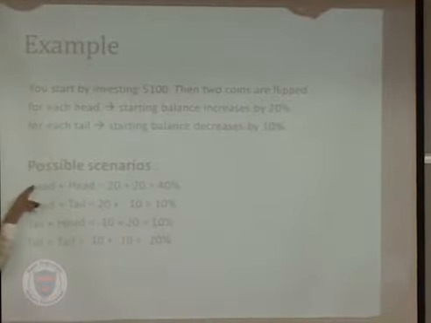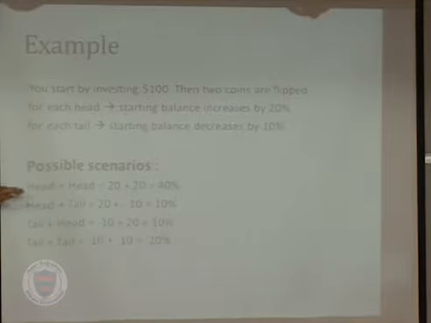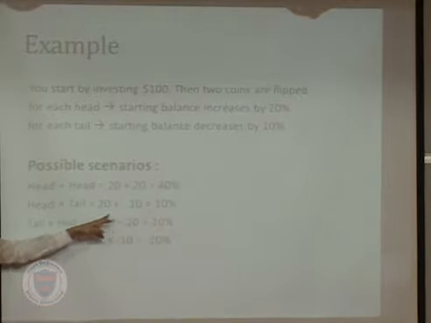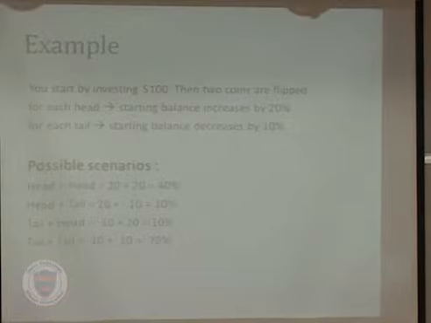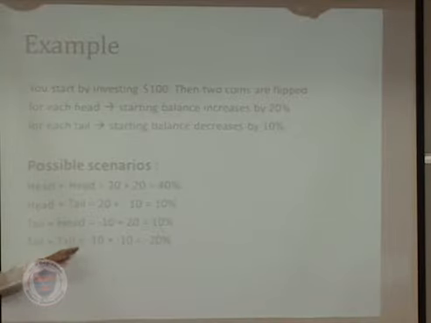So for each head, your return is increased by 20%. So in the case where you have head and head, you're going to win 40%. Does it make sense to you? For each head, you're making 20%. So total 40%. For head and tail, for the head, you make 20%. For the tail, you're losing 10%. So your return is 10%. For tail and head, it's the same thing. You're losing 10% for the tail. You're making 20% for the head. Together, it's 10%. For the tail and tail, you're losing 10% for each tail, so you're losing 20%.